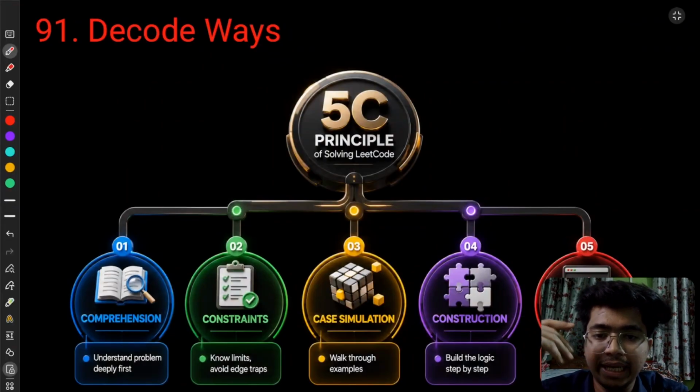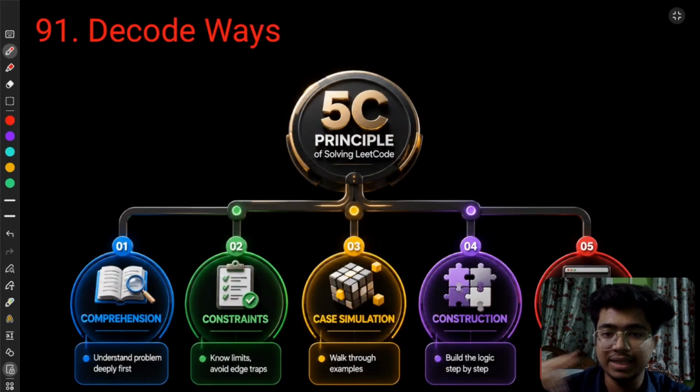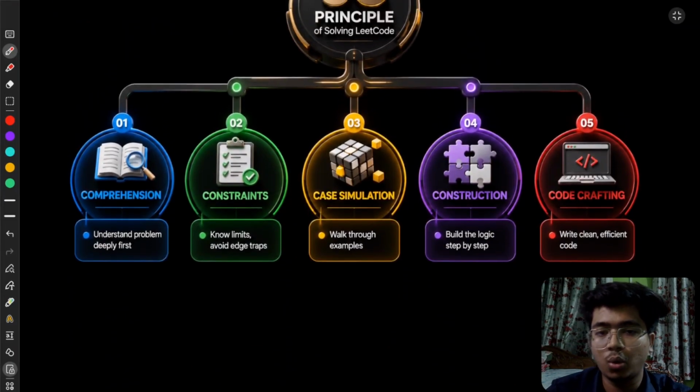Before solving any LeetCode problem, you should keep this 5C principle in mind. That is first comprehension, second constraints, third case simulation, fourth connections, and fifth code crafting. Comprehension means that in this portion, we'll be going through the entire question and trying to understand it. Then constraints, we'll be observing the constraints.